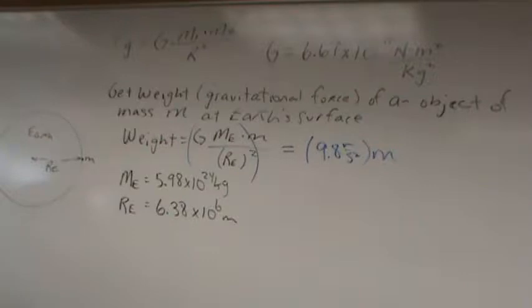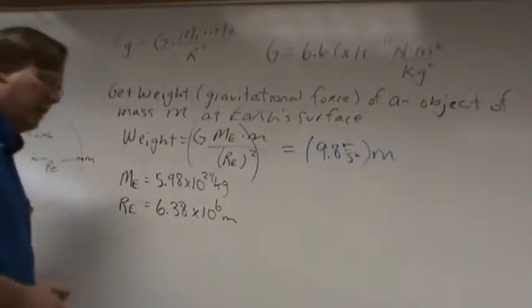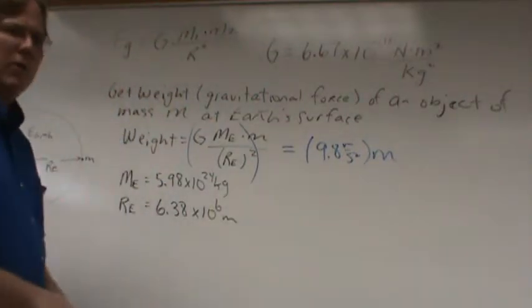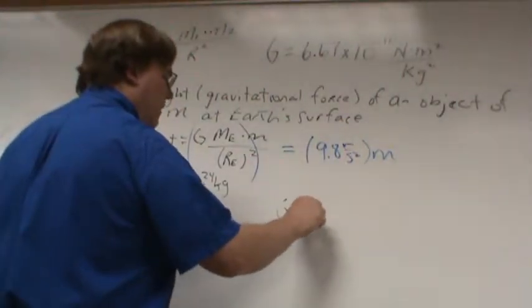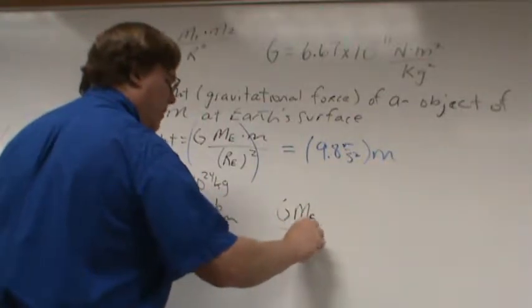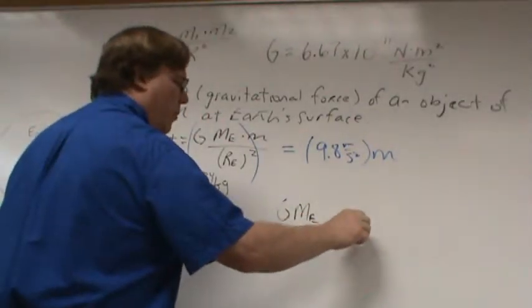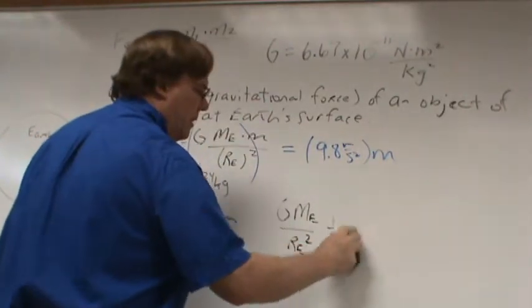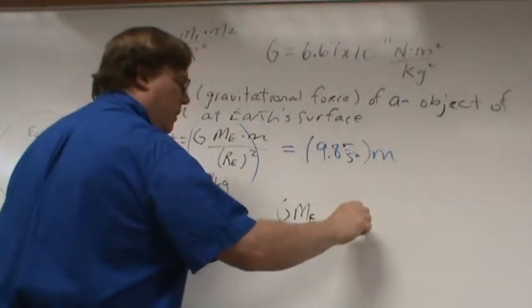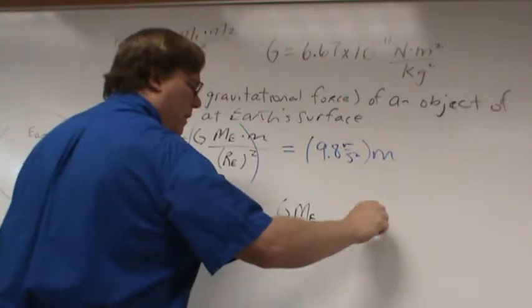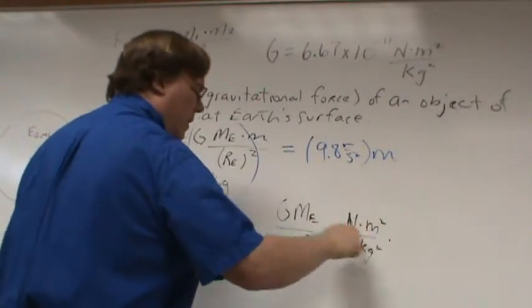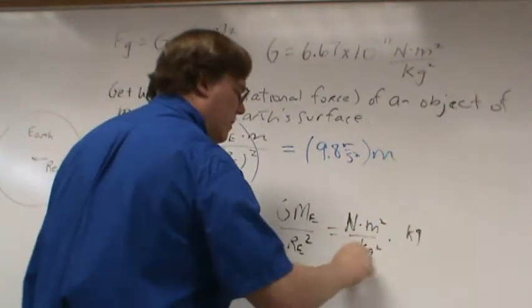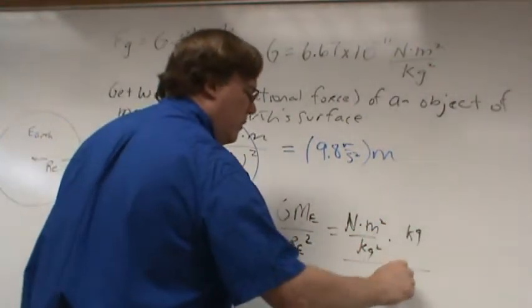So generally, the weight of any object at the surface of the Earth is going to be the mass of the object times the acceleration of gravity of Earth, 9.8 meters per second squared. And I do have this need to demonstrate for you that the units work out okay, right? You've got G times the mass of the Earth over the radius of the Earth squared. I'm just going to do units. G is Newton meter squared over kilogram squared. Mass is kilograms. Radius squared is meters squared.